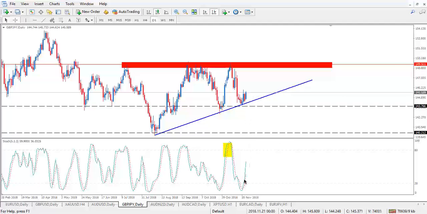And as you can see here, the pair has left the oversold area of the stochastic oscillator. Now it is trading above the level of 20. So this simply means that this is a buying signal. This is where we can go long, as a matter of fact, targeting the level of 149 as we mentioned before.